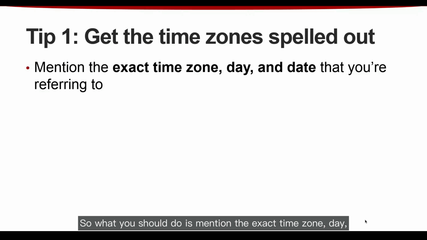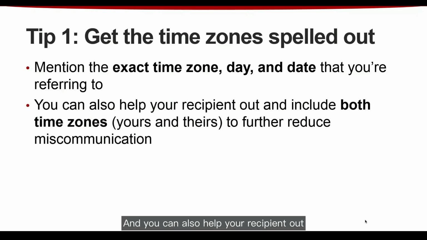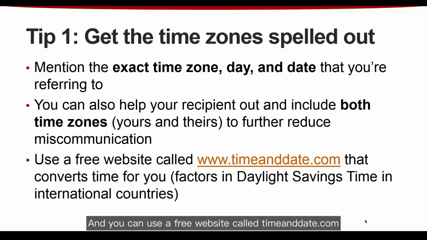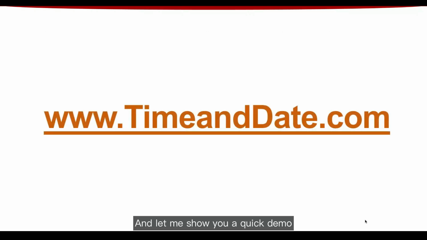So what you should do is mention the exact time zone, day, and date that you're referring to in your email messages. And you can also help your recipient out and include both time zones, yours and theirs, to further reduce miscommunication. And you can use a free website called timeanddate.com that converts those times for you, and it actually factors in daylight savings time in international countries that observe that. And let me show you a quick demo of how timeanddate.com works.